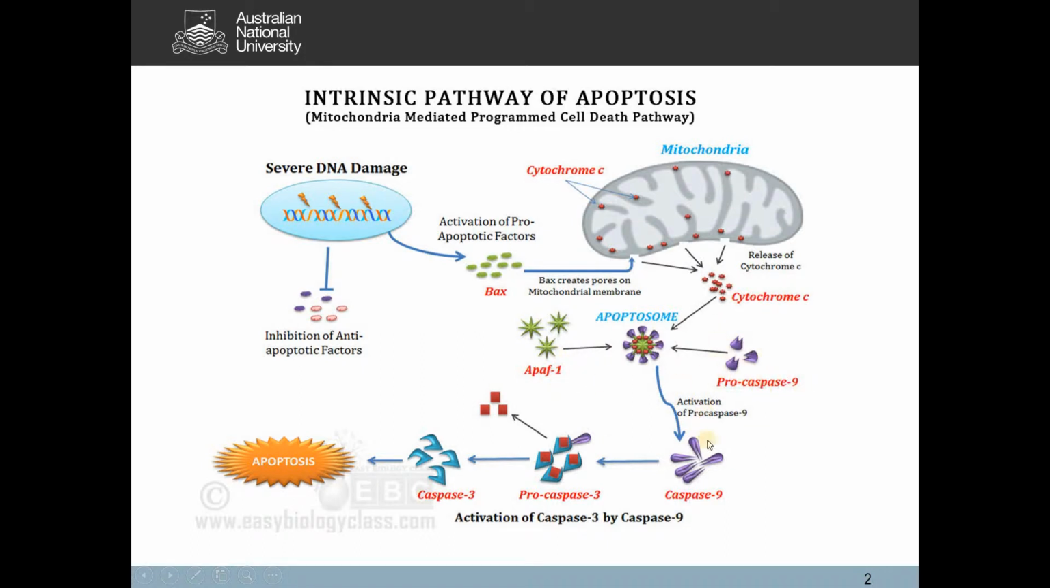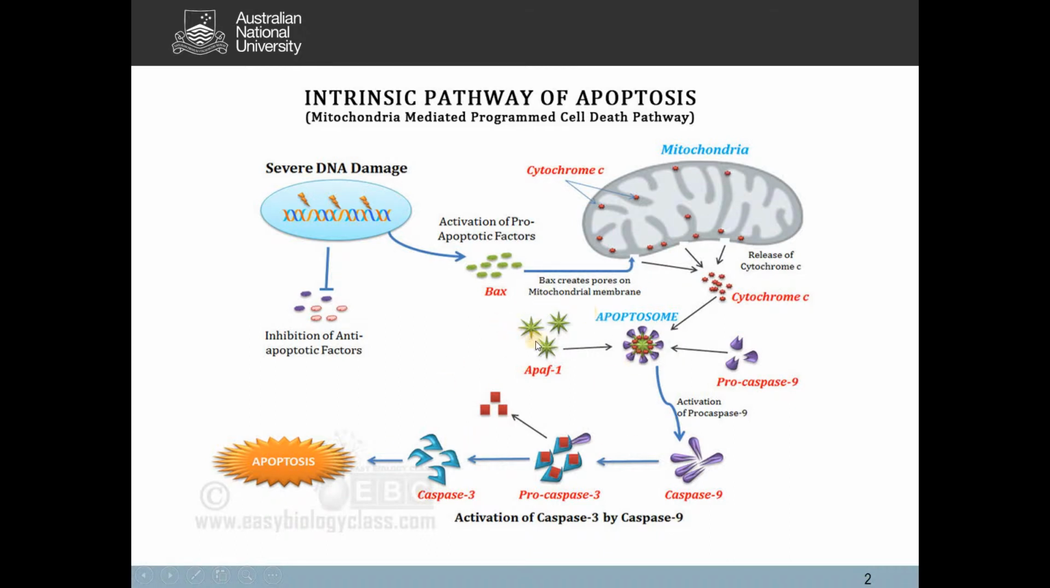So this means it was inactivated. Caspase 9 was present in the cytosol of the cell, but it was inactive. Upon release of cytochrome C, it will be activated and form the apoptosome. The apoptosome would then activate caspase 9, as you can see. Caspase 9 would then activate caspase 3 and eventually lead to apoptosis, meaning cellular death.